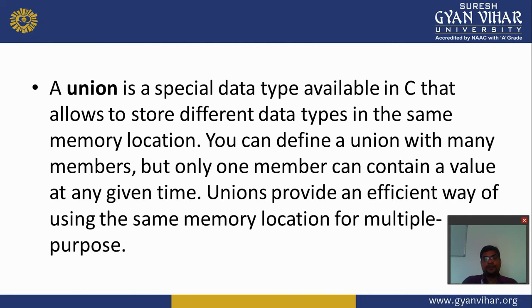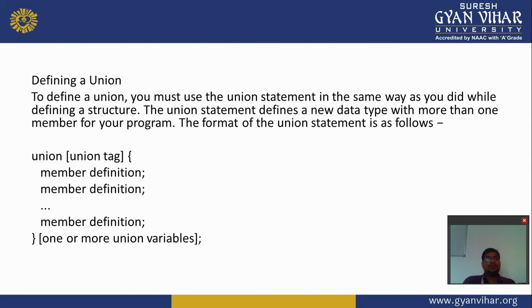A union is a special data type available in C that allows you to store different data types in the same memory location. You can define a union with many members, but only one member can contain a value at any given time. Unions provide an efficient way of using the same memory location for multiple purposes. That is the syntax to create a union.